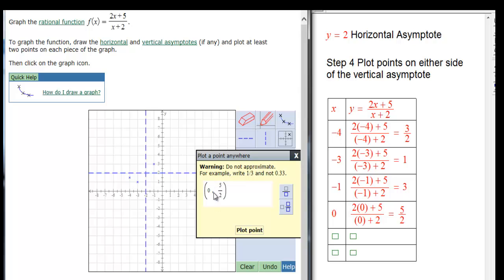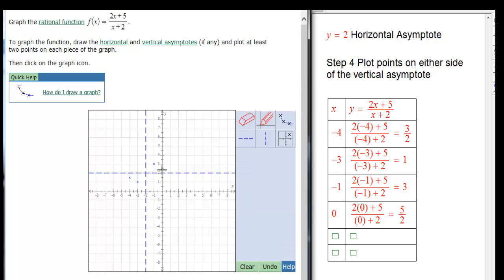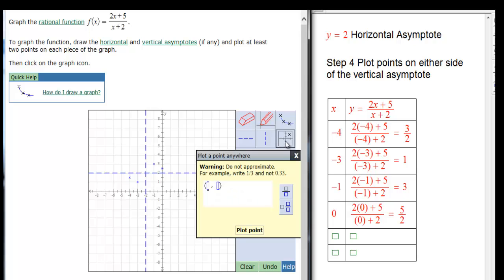Again, remember, when you plug in x equals 0, that gives you your y-intercept. So 0, 5 halves is our y-intercept. Remember, we also plotted our x-intercept. Do you remember what that was? That was negative 5 halves, and which means the y-coordinate would be? Good, 0. That's what it means to plot the x-intercept.